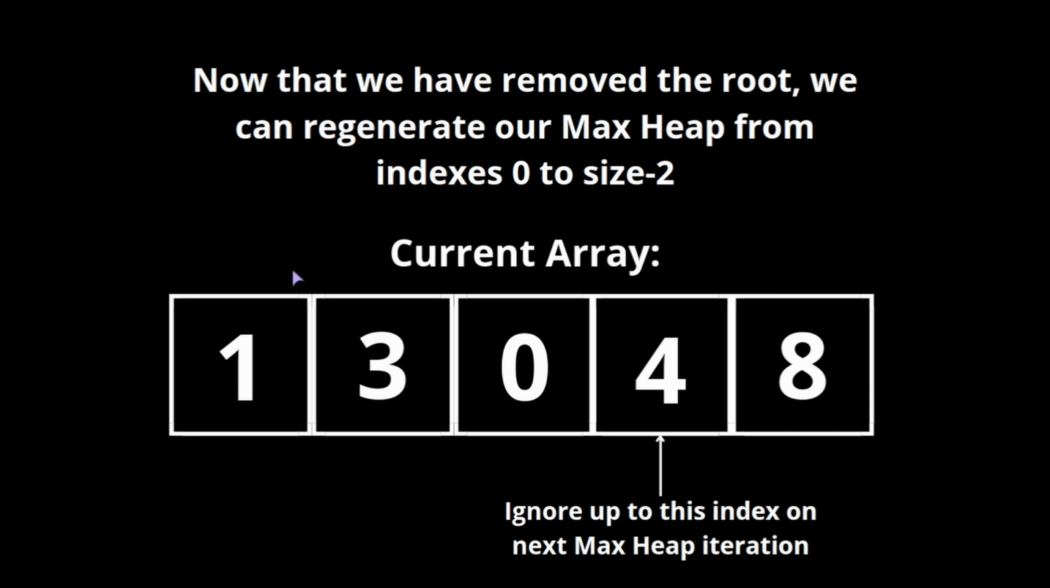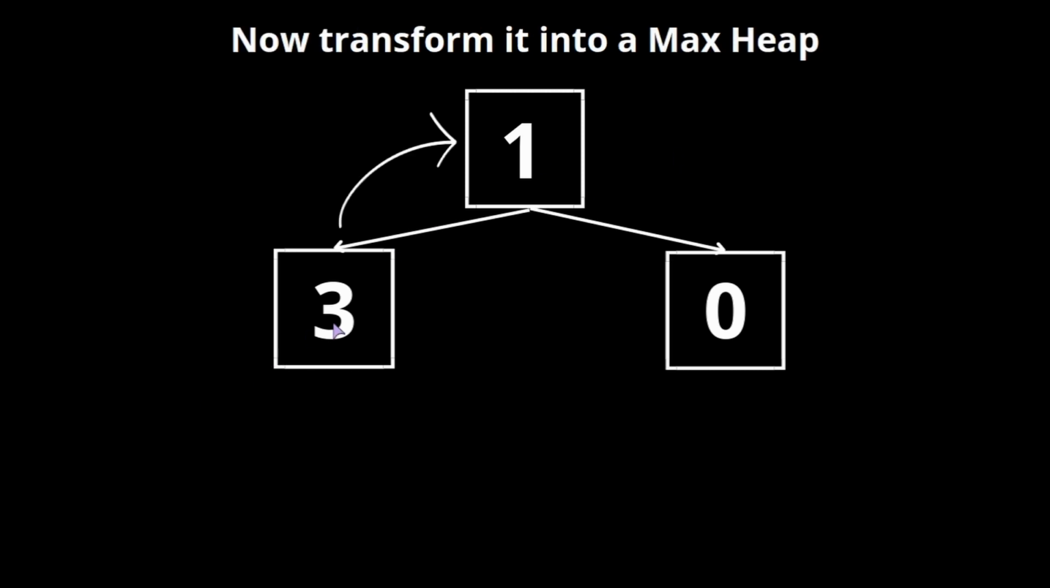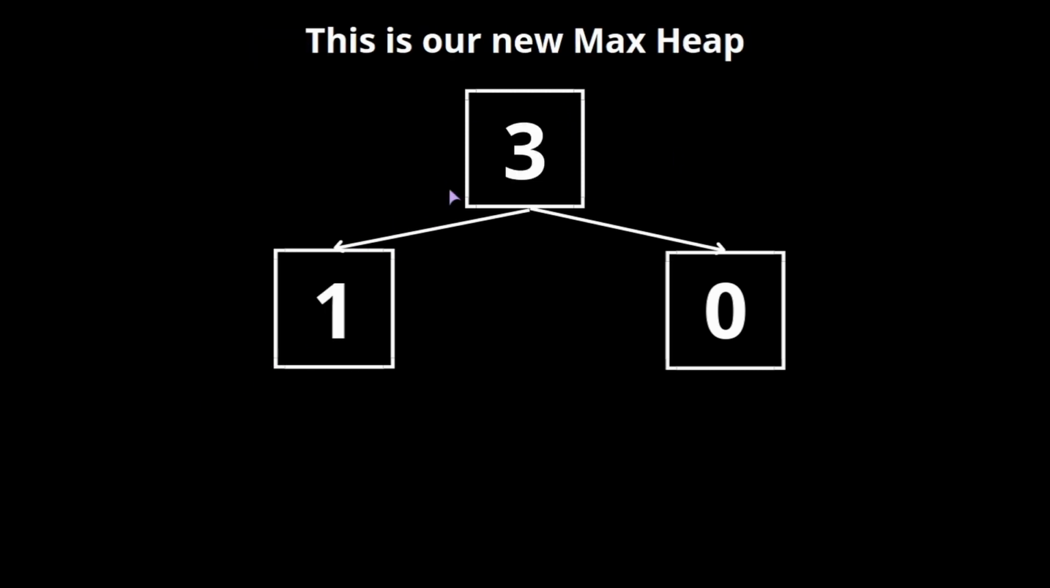So we're just going to create a max heap from number 1 to number 0. And this is our current binary tree. We have to create a max heap from it. We just compare 3 with 1. We swap it because 3 is the largest of these two. And then we have to compare 1 with its child nodes. But in this case, we have no child nodes, so we are done in this situation.